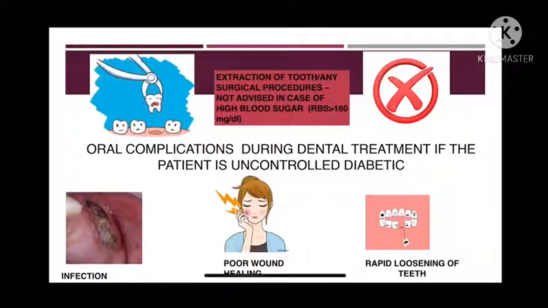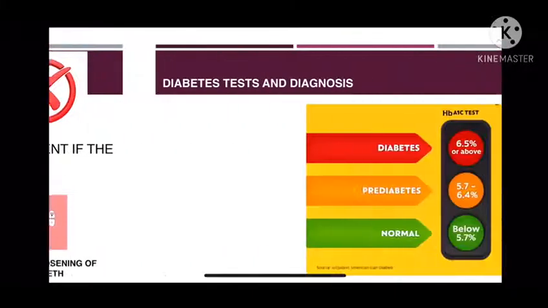Oral complications during dental treatment if the patient is an uncontrolled diabetic include infection, poor wound healing, and rapid loosening of teeth. Extraction of a tooth or any surgical procedure is not advised in case of high blood sugar.